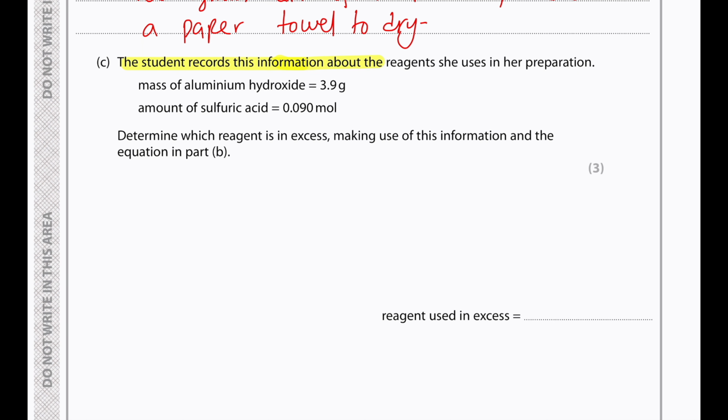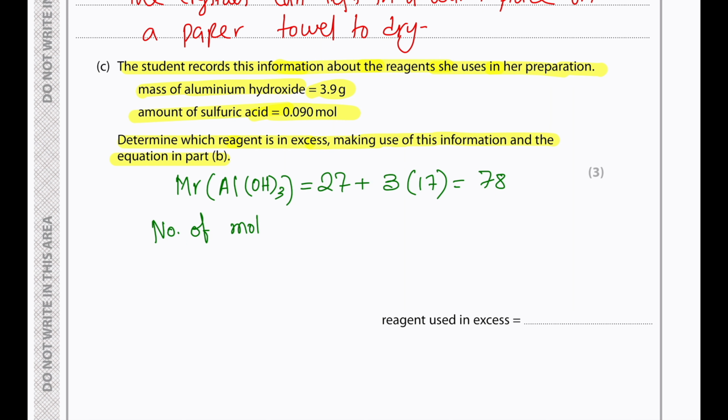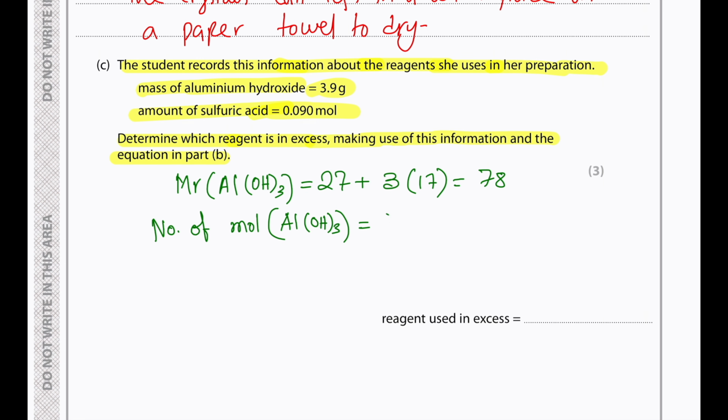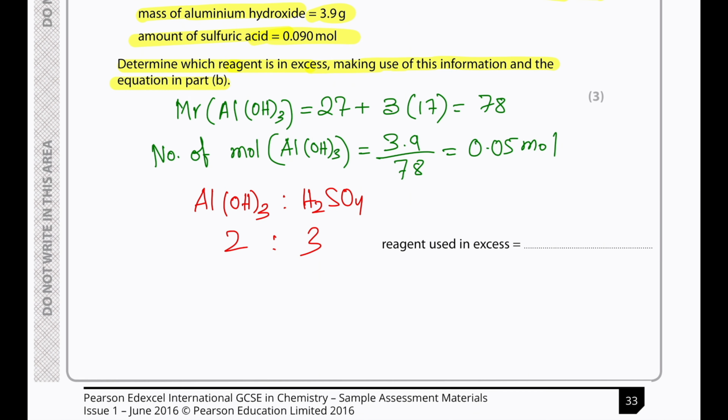The student records this information about the reagents she uses in her preparation. Mass of aluminium hydroxide 3.9 grams, amount of sulfuric acid 0.09 mole. Determine which reagent is in excess, making use of this information and the equation in part B. At first, we will need to calculate the Mr of aluminium hydroxide. So Mr of aluminium hydroxide will be 27 plus 3 times OH, which is 17, equals 78. Then we will need to calculate the amount of aluminium hydroxide that has reacted. So number of moles of aluminium hydroxide will be 3.9 divided by 78, which equals 0.05 moles.